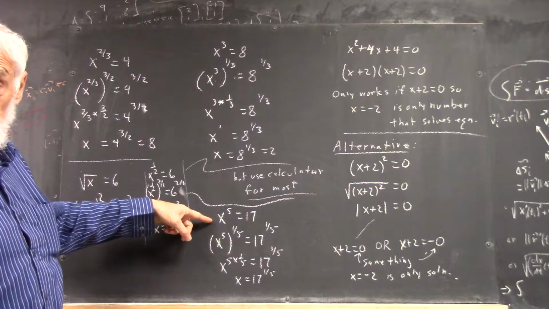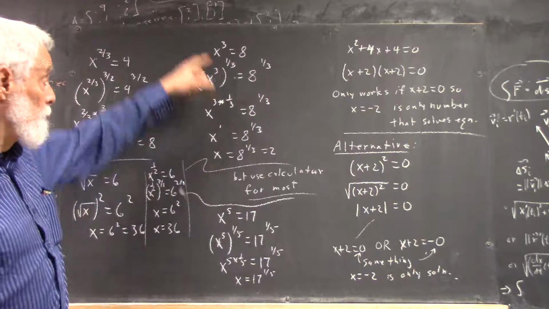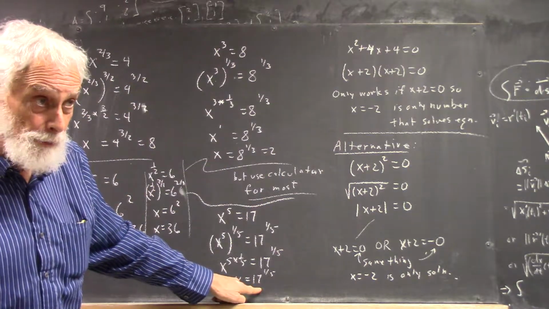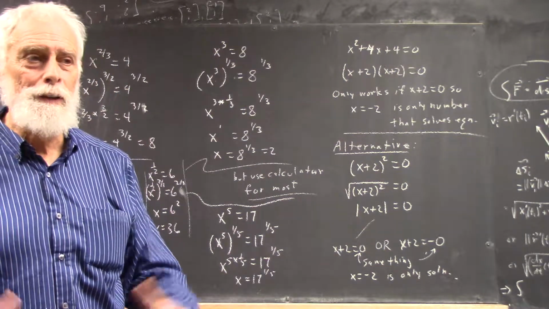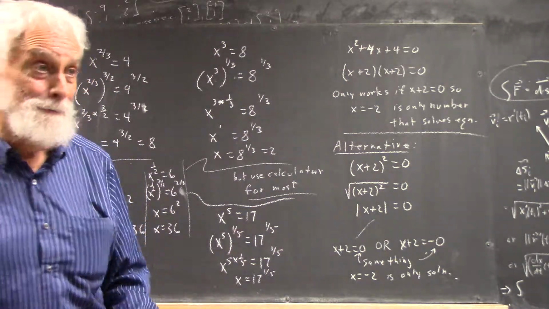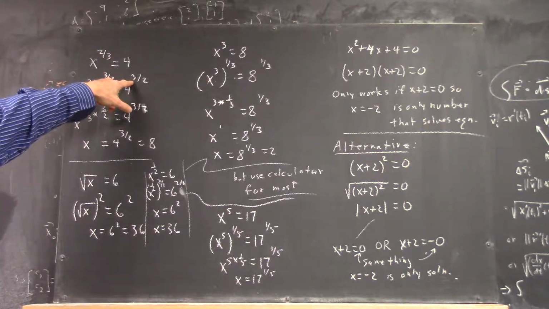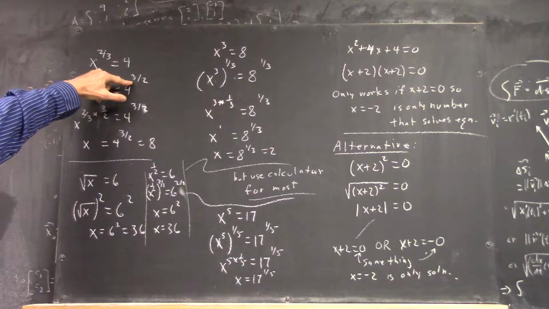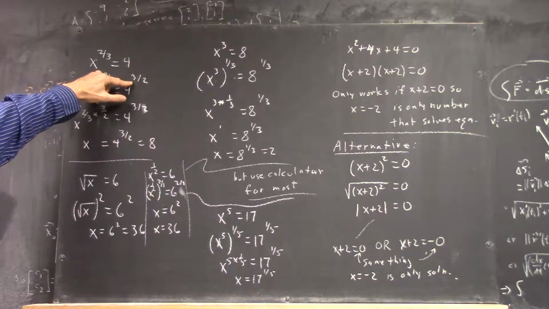What do you do to both sides? Raise to the 1/5 power. And it looks just like this one, except you have to use a calculator to get 17 to the 1/5. Then, of course, you raise that to the 5th power to make sure you get 17. Make sure you did it right. You check. x to the 2/3 equals 4. What are you going to do to both sides? You raise it to a power that gives you x. What power of x to the 2/3 gives you x?